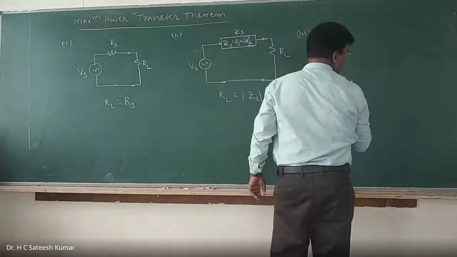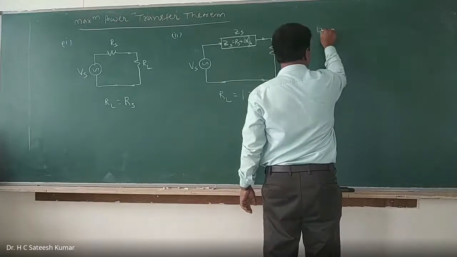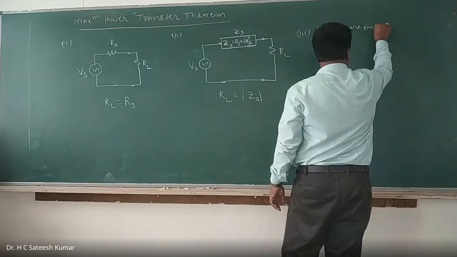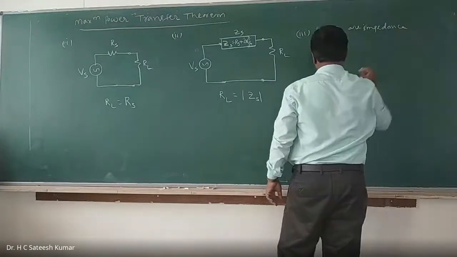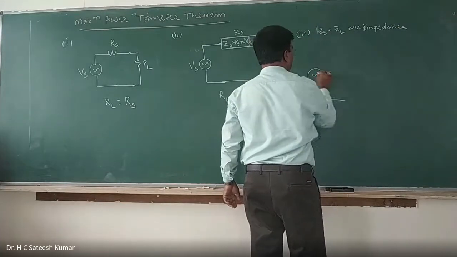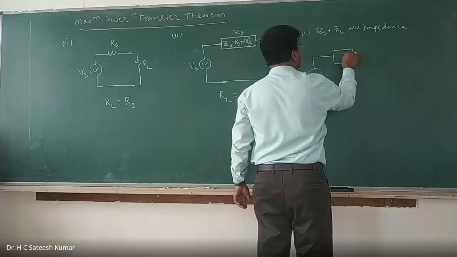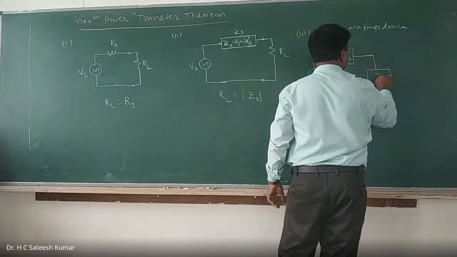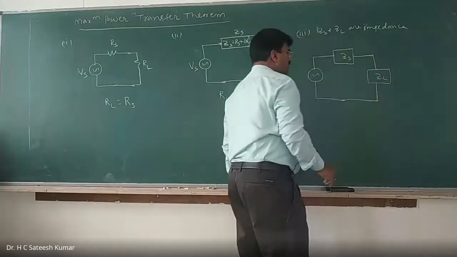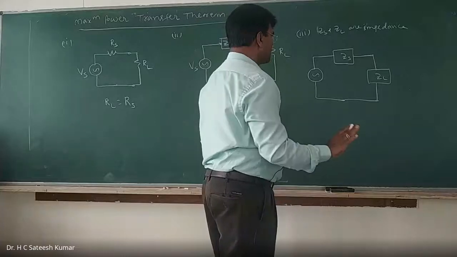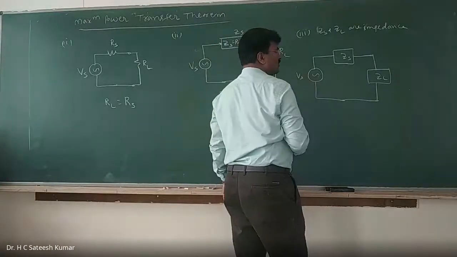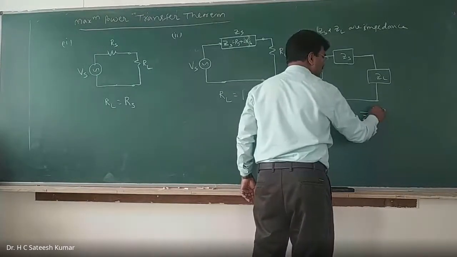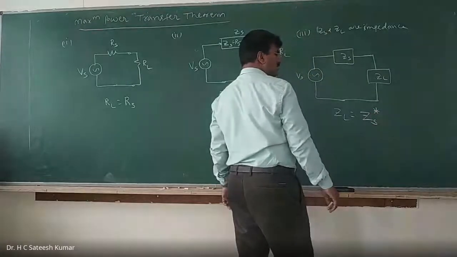Third case, when both of them are having impedance, both ZS and ZL are impedances. That means source and load, both of them are having impedances. If ZS is the source impedance and ZL is the load impedance, then maximum power will be transferred from source to the load when the load impedance is equal to the complex conjugate of the source impedance. The star indicates the complex conjugate of the source impedance.